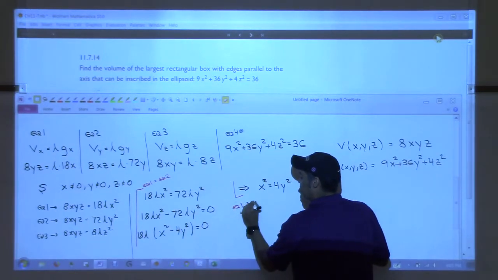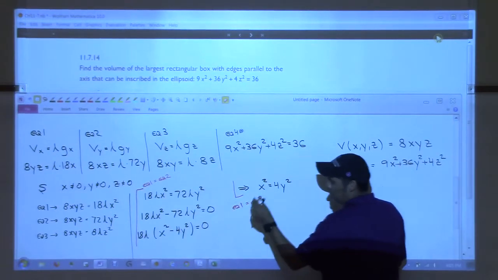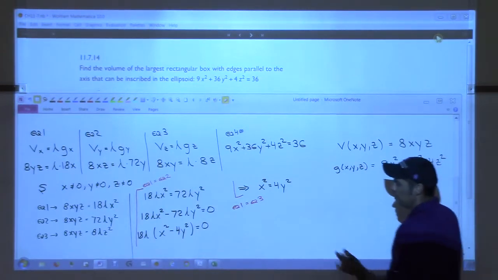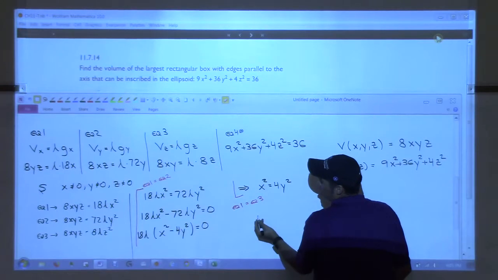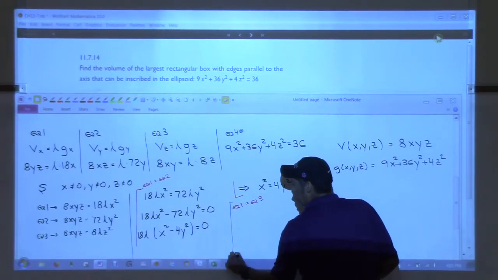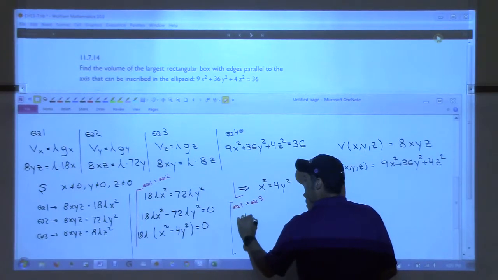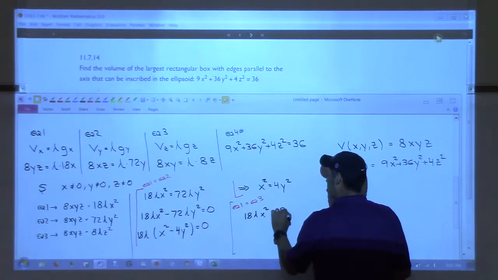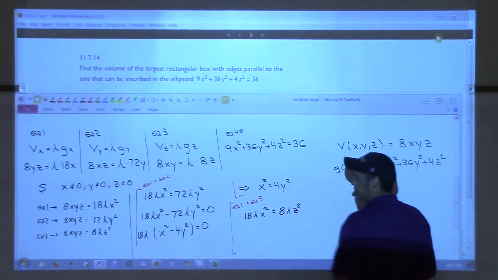Equation 1 equal to equation 3. You could get it by doing 2 and 3, but I think you'd have another intermediate step in there. Or no, you could solve it for the y's instead of the x's, but either way, we're going to get there. Okay, equation 1 and 3, I've got 18 lambda x squared must equal 8 lambda z squared.